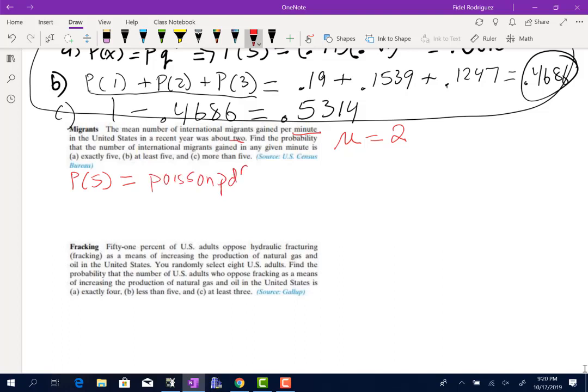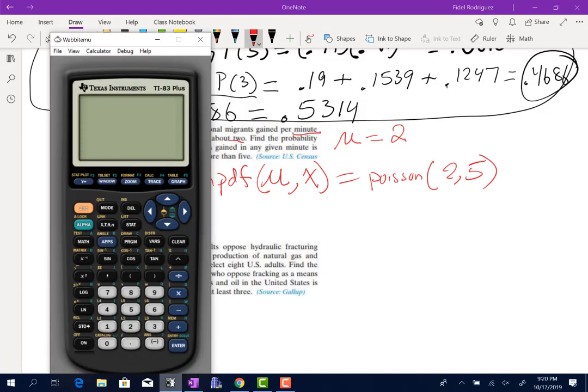And I'm going to find just one, PDF. So the first thing is I'm going to put my mu, and the second thing is I'm going to put my x. Okay? So in this case, since we're trying to figure it out for 5, wouldn't we go Poisson? What did we say our mu was in this case? 2. What's my x number? 5. Right? And then, guys, all I'm going to do is I'm going to grab my calculator right here. I'm going to turn it on. I'm going to clear it out. I'm going to go second vars. I'm going to scroll down.